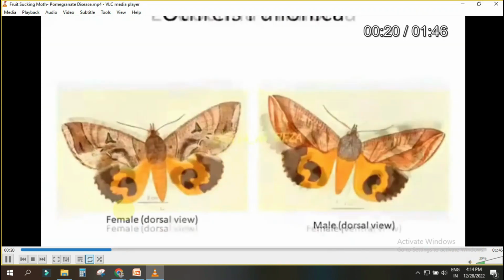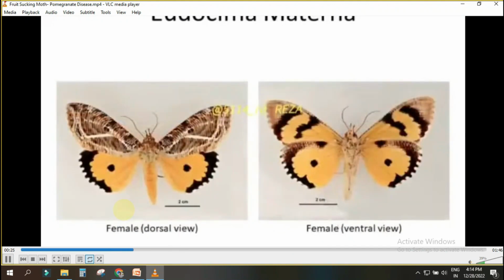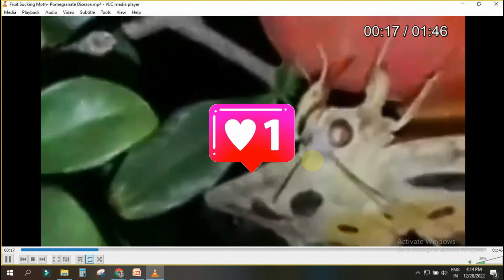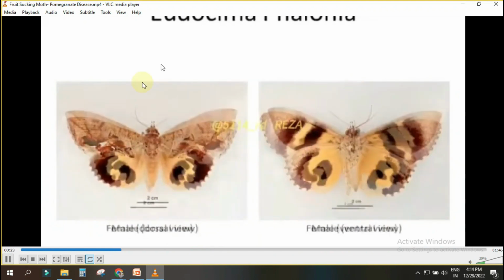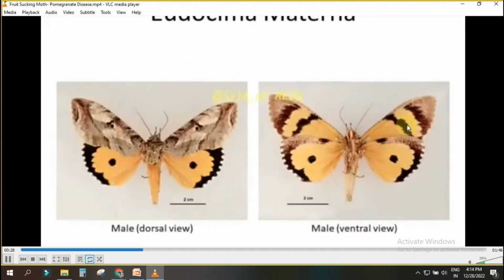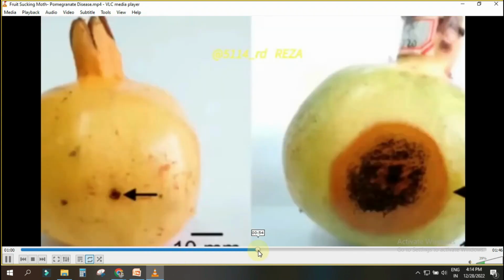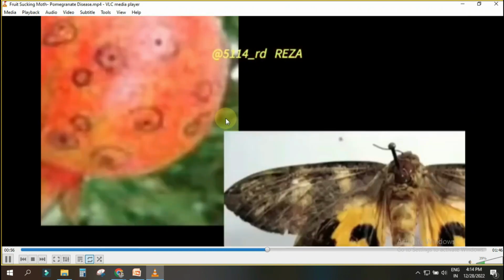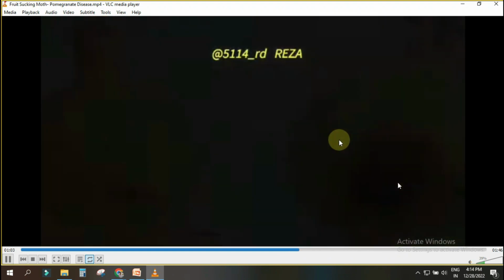Yes, sir. You see, this is one single spot, and that was a hemicircle. Understood? Yes, sir. That is fullonica. This is materna. Okay. This is the larva. So this is the case. You see, like this, holes will be there. You see, in a single fruit, so many punctures have been done. Like this, this will become like this.